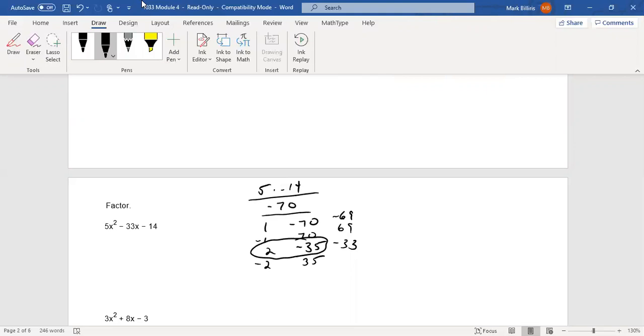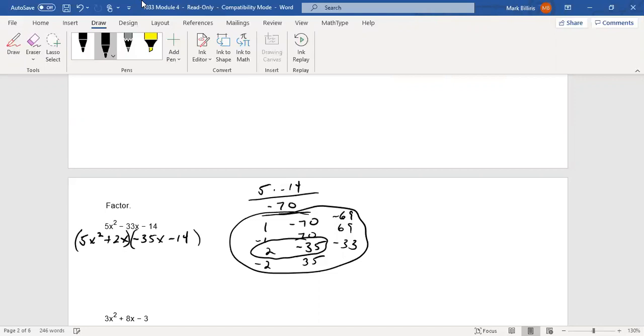So let's go back to the AC method. So the next thing I do is rewrite. So this is 5x squared plus 2x minus 35x minus 14. So remember, when you're rewriting, the first term stays the same, the last term stays the same. All you do is use the two factors from over here that add to give you the middle term. Next, you factor by grouping.